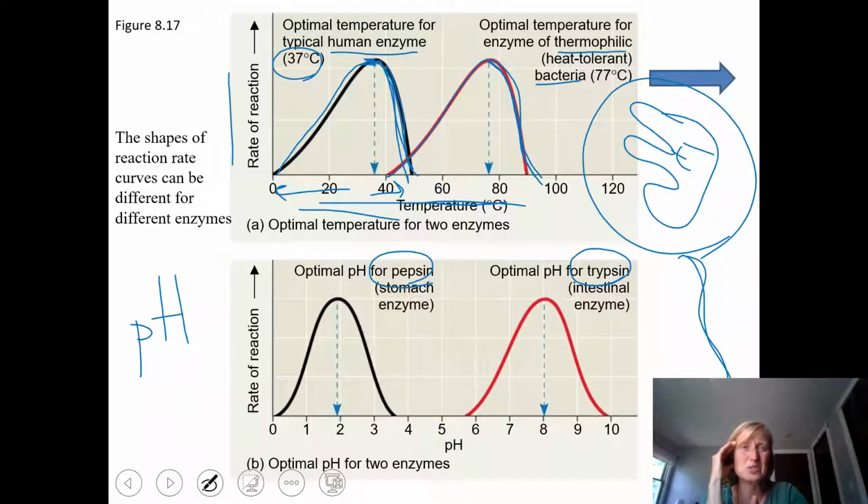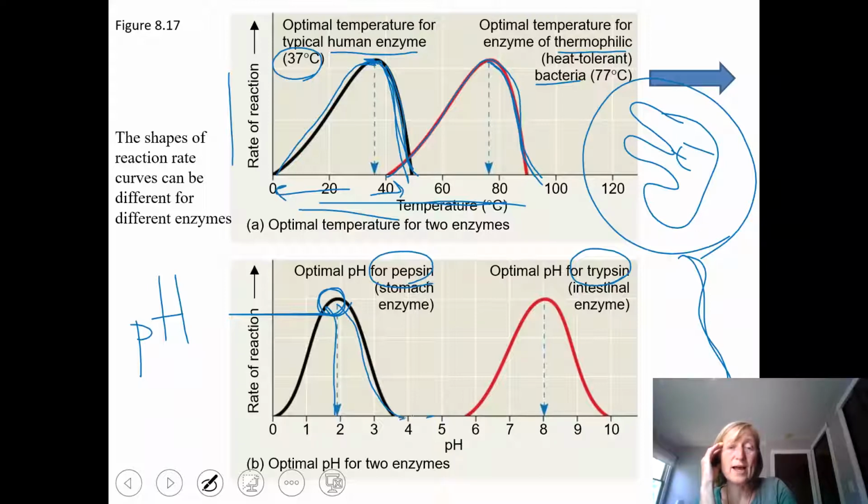Remember that the stomach is very acidic. We have a pH of about 2 in our stomach, and sure enough, pepsin works best at about a pH of 2. If we put pepsin in a pH of 4 or 5, it's not going to work at all. Its shape has changed. Its active site no longer can catalyze the reaction. But trypsin does much better at a pH closer to 8, 7, 8, 9. But when you move away from that, you see that the reaction rate drops off as well because that active site changes.